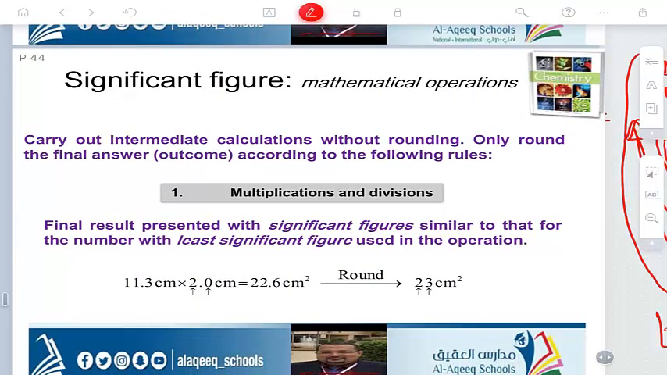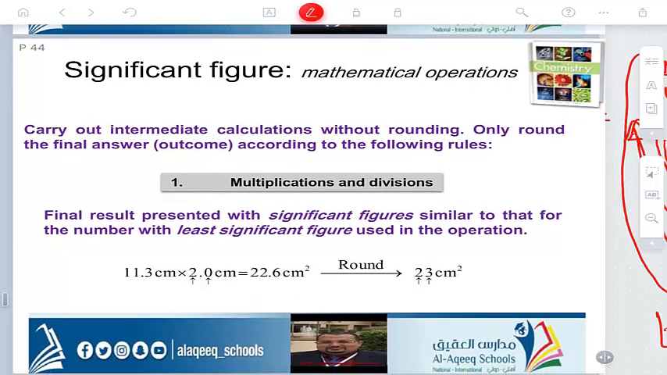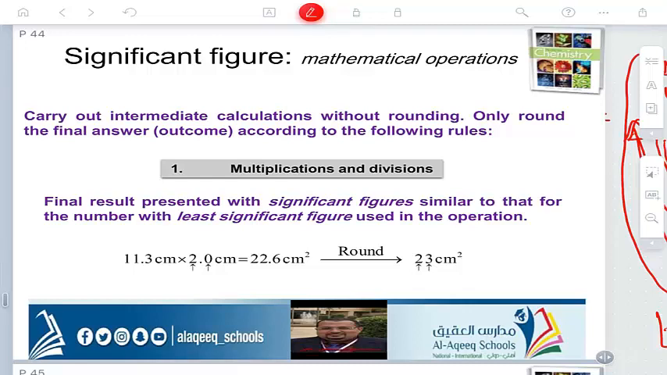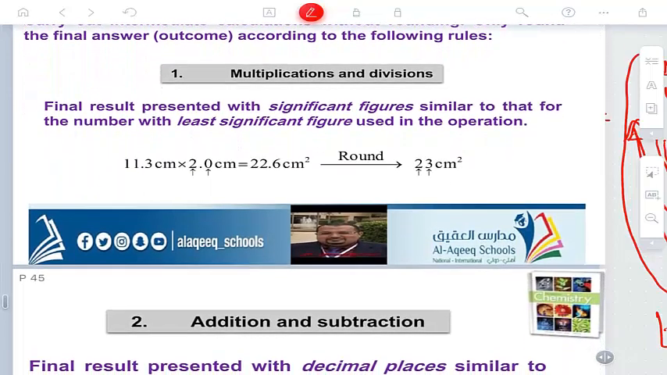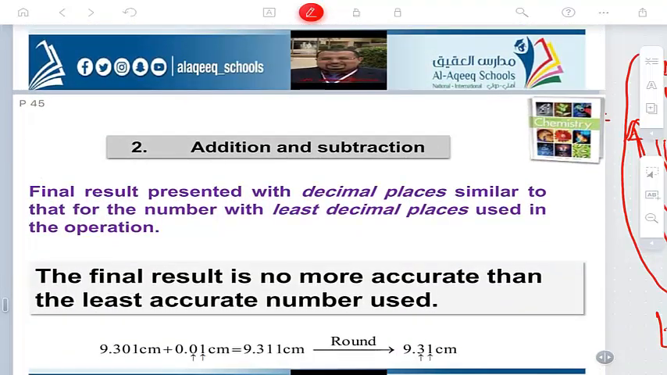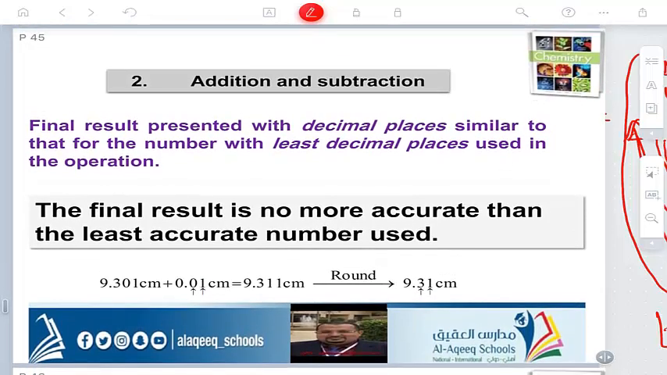Significant figure is an operation, and as I said, you can round the values to the least significant figure of the numbers in the process. Also, if you are making addition or subtraction, not multiplication and division, the final result must be no more accurate than the least accurate number as well.